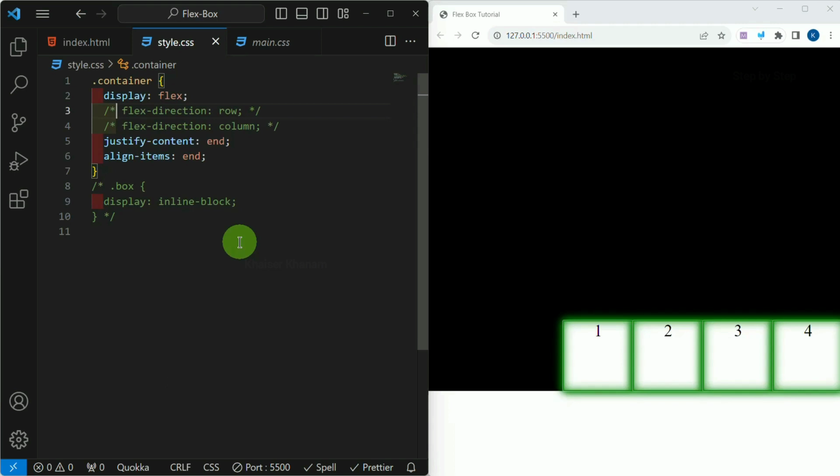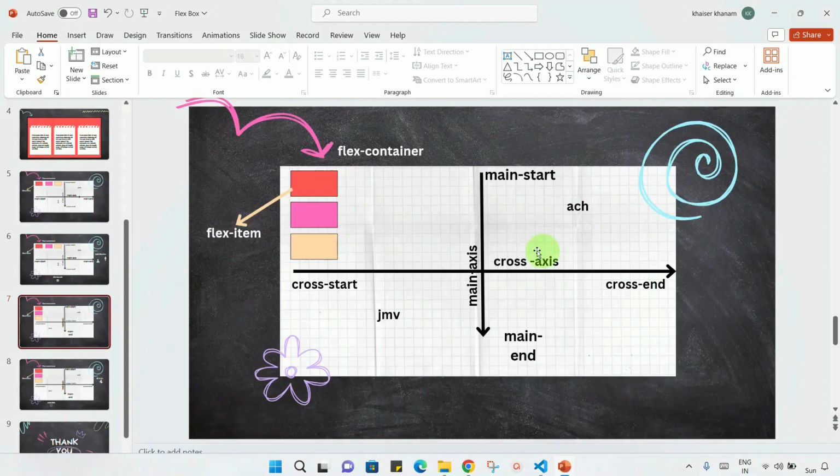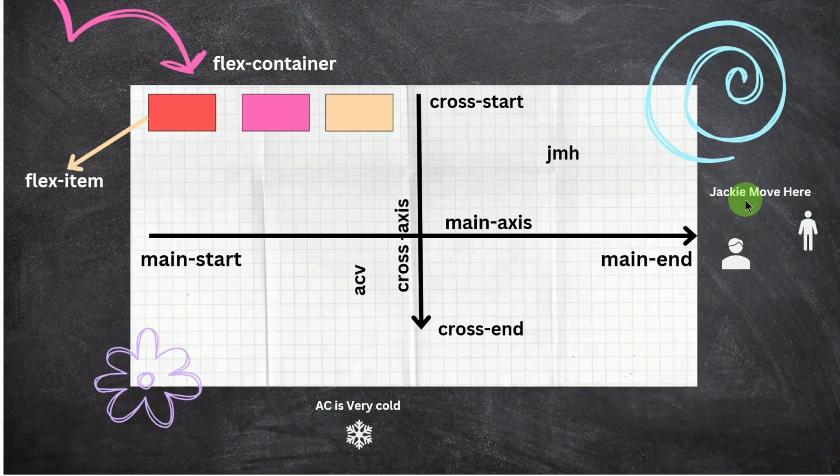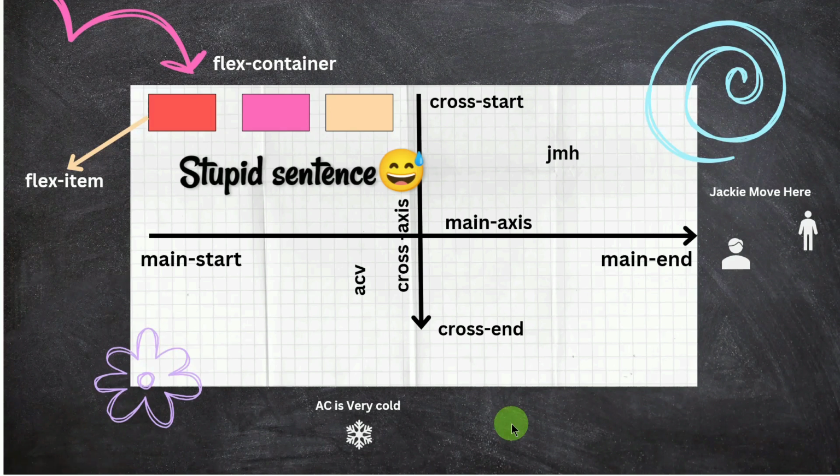Now how do we get this vertical and horizontal position? I will show you in that image. Only to understand it myself, when I previously learned Flexbox, I made up some sentences so that I can remember it whenever needed. So JMH, I gave Jackie move here, and ACV, AC is very cold. This is a very stupid sentence, but for remembering the concept, it is very useful. You can give your own sentence as well, only to remember the concept.